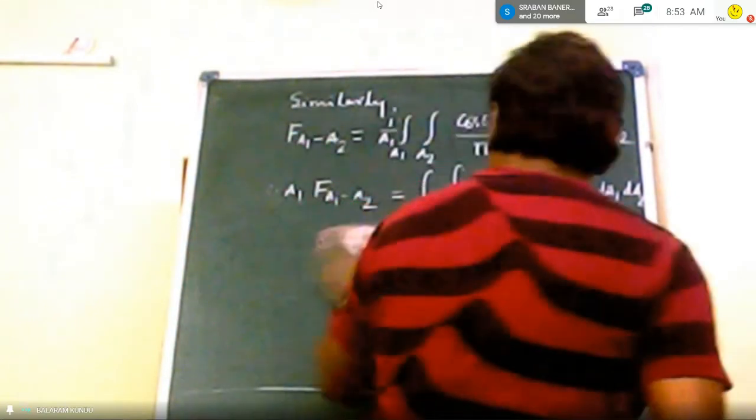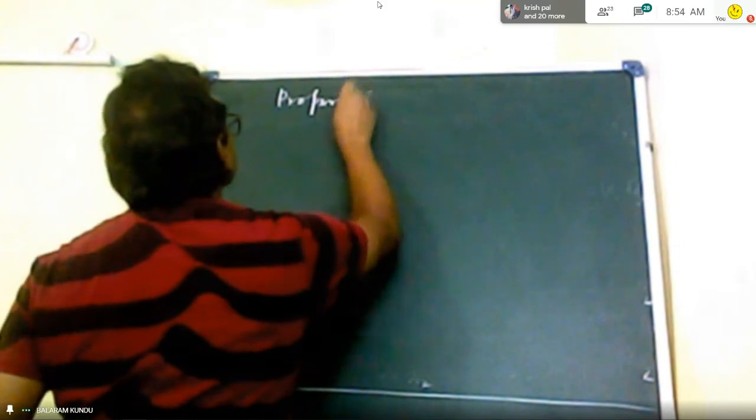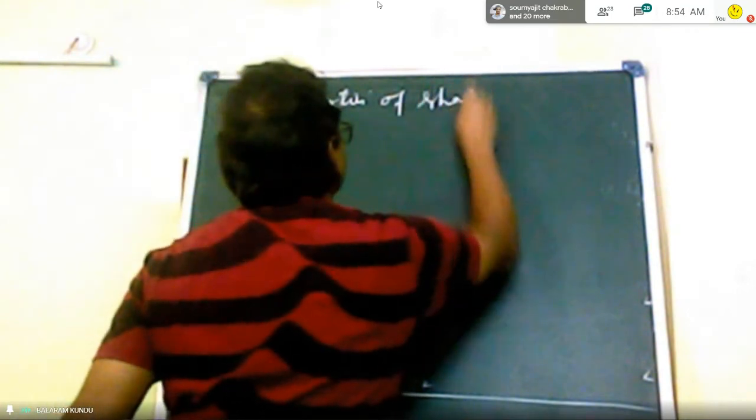Now, one property of shape factor has already been written. I already mentioned there are three properties of shape factor. One is the reciprocity relationship. The second one is the summation rule of shape factor. So, properties of shape factor, better you write.